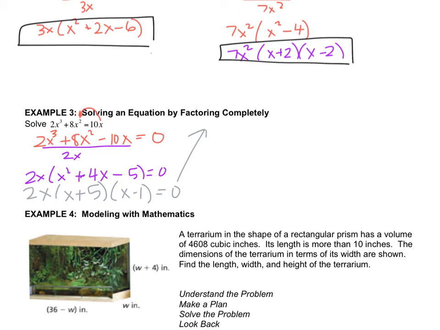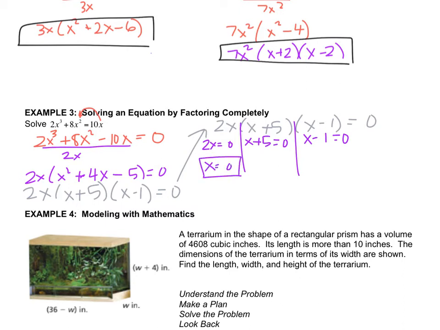So what I have to do, I'm just going to write it up here because I wrote super big, is now I need to drop my line down all of the factors to see what my values of x could be. So 2x could be 0, x plus 5 could be 0, or x minus 1 could be 0. So if the 2x is 0, then x is 0. If x plus 5 is 0, then x is -5. And if x minus 1 is 0, then x equals 1.